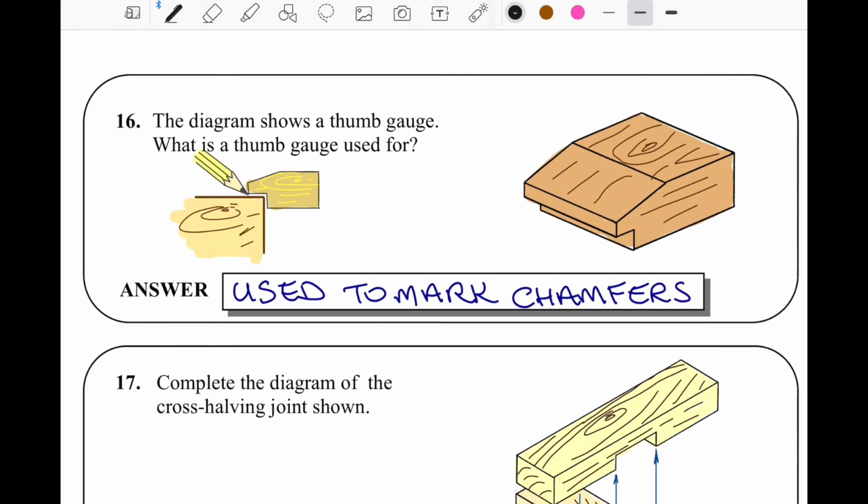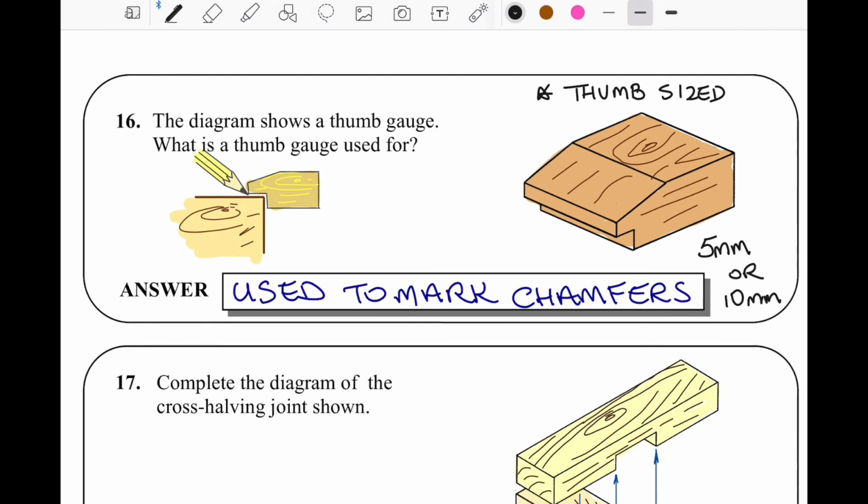I went ahead and drew it because I knew it would take me a while if I was to draw it now, but I'll explain it. The diagram shows a thumb gauge, and they say what's a thumb gauge for? Well, first of all, the reason it's called a thumb gauge is it's quite small, so it's kind of thumb sized. It's a small little piece of material. I think I showed you one there during the year. Usually it's set at maybe 5 millimeters or 10 millimeters, something like that.